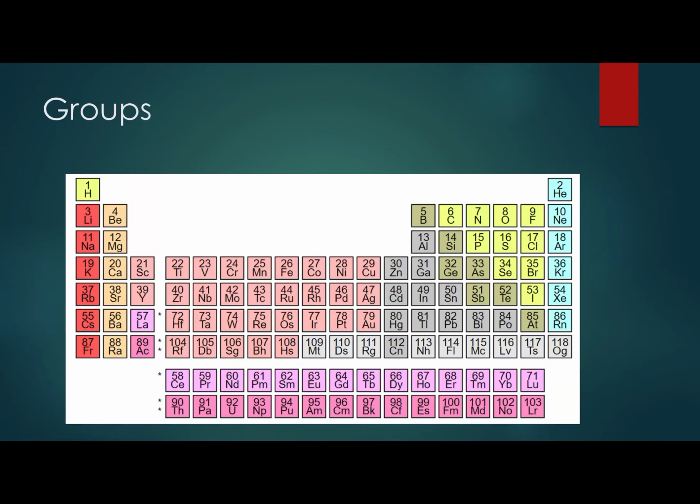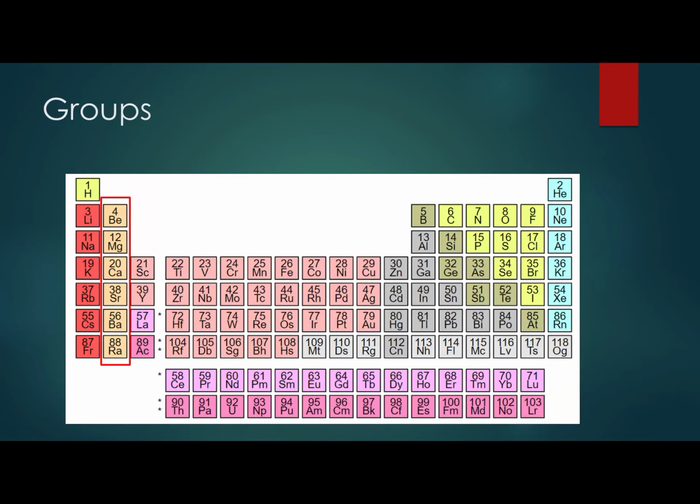So if we have a look at these, they're all put into different groups and into different periods. The groups go down the periodic table, so from top to bottom. This is what we call group 1. So hydrogen, lithium, sodium, potassium, rubidium, cesium, francium, they're all group 1. If I say it's a group 1 element, you know what group of elements I'm talking about. Next we've got group 2. If it's a group 2 element, you can go and look down that column and you know it's one of those elements.